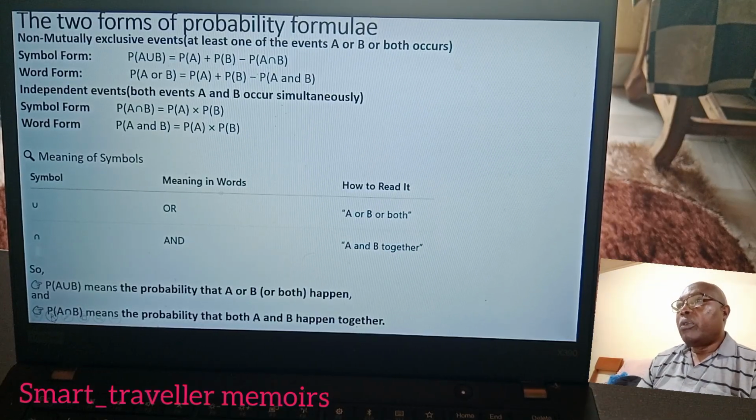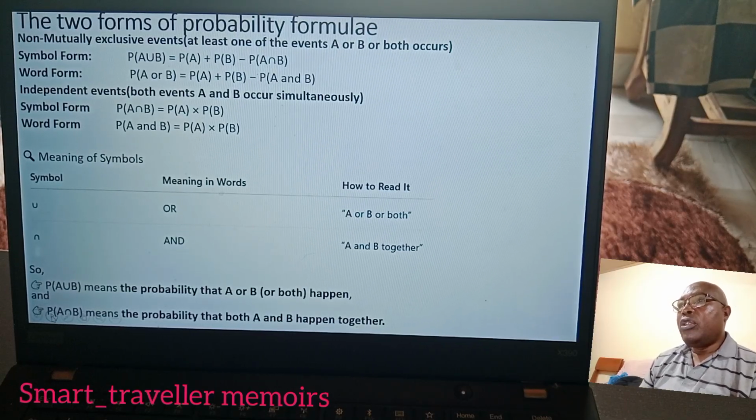The two forms of the probability formula. Non-mutually exclusive events. At least one of the events A or B or both occurs. Symbol form.